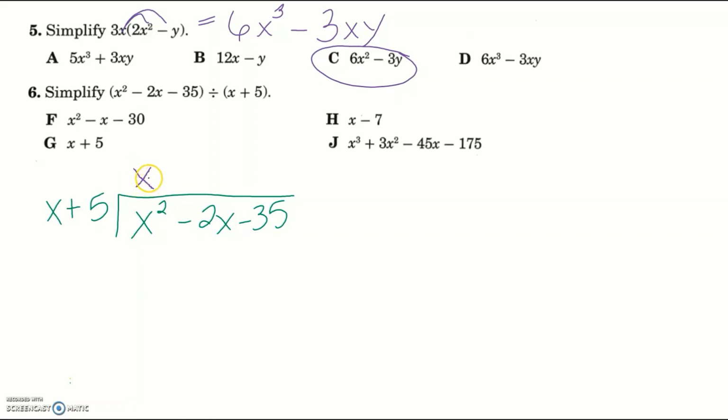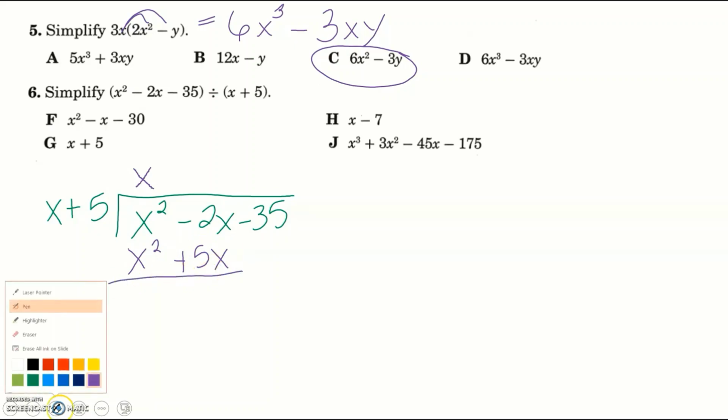Now what we do is we need to see how that works out. What's left over after I multiply times x? So I'm going to take x times my divisor out here, x plus 5, and write it underneath. X times x is x squared. X times 5 is 5x. And then I would subtract it from what I have above. I'm just going to write that subtraction on each of those. So I'm going to subtract x squared, and I'm going to subtract 5x.